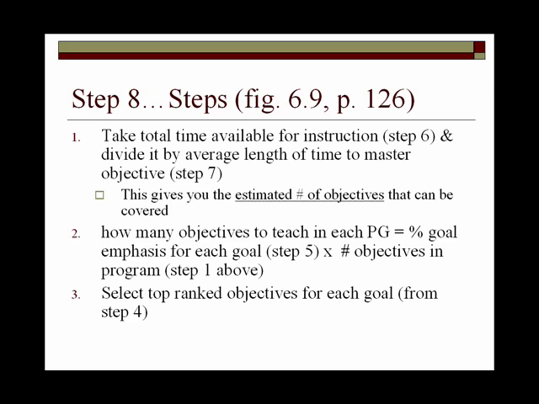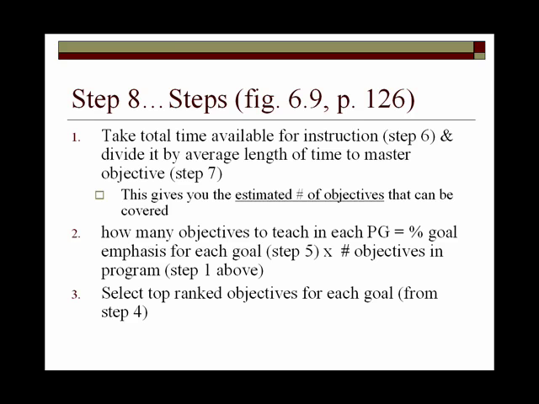So our first step is take the total time available for instruction, which is step 6, and we just did that at the beginning of this lecture. Then we want to divide it by the average length of time to master an objective, which is step 7. So you take step 6 divided by step 7. And this gives you the estimated number of objectives that can be covered.